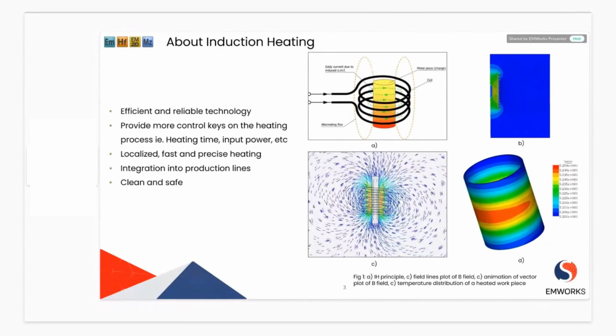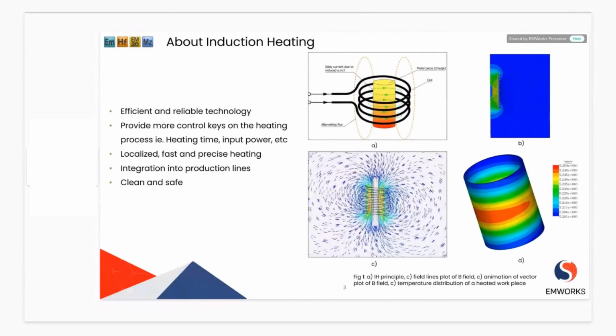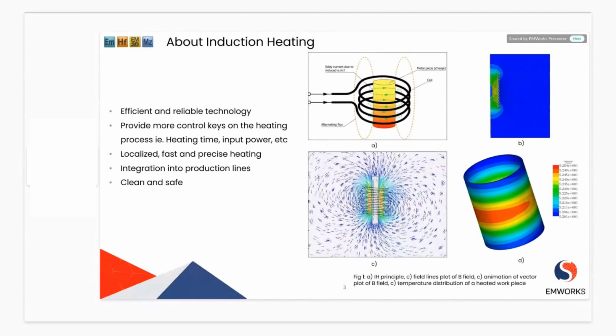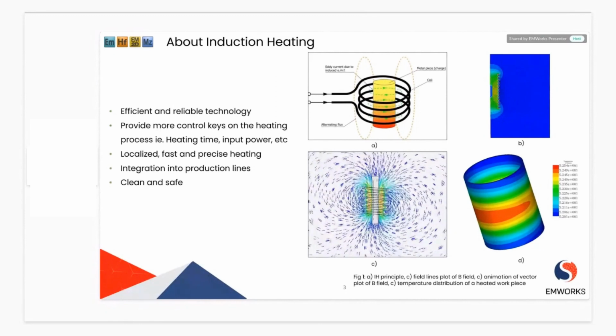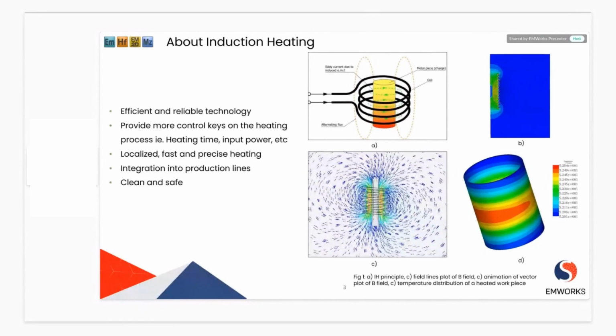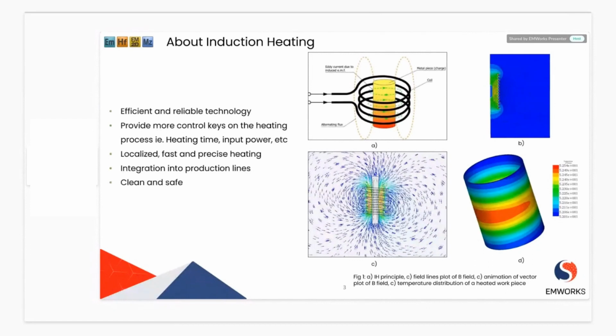It's localized, so it's going to heat only the workpiece. Any surrounding parts, maybe ceramic or whatever, are not going to be heated because they are not conductive or metallic components. So it's going to heat only conductive magnetic components. It's localized, fast, and precise. It's fast because it doesn't go through different layers of components; it goes directly to the workpiece, to your heated piece. So it's clean and safe and so on. These are the main advantages of induction heating, and it's widely used in several fields.